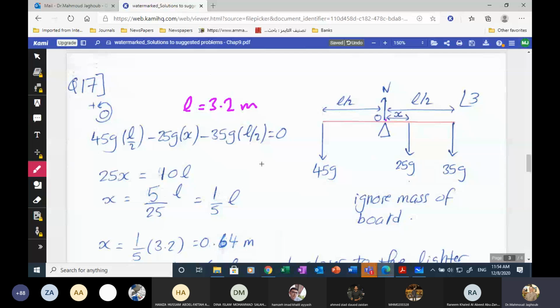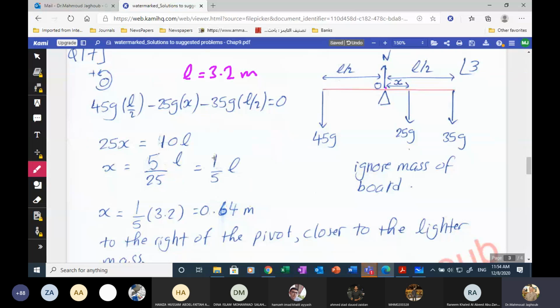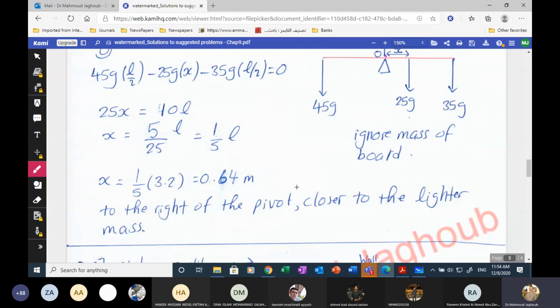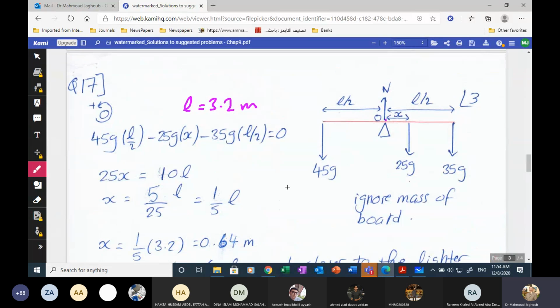So you get an equation where only x is unknown, and you get that x equals 1/5 L, that is, L over 5. Evaluate for L and you get the value of x. And x turns out to be 0.64 meters. So she should sit at a point 0.64 meters from the rotation point, to the right of the pivot, close to the lighter mass.